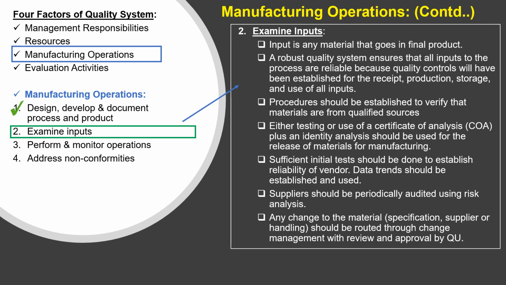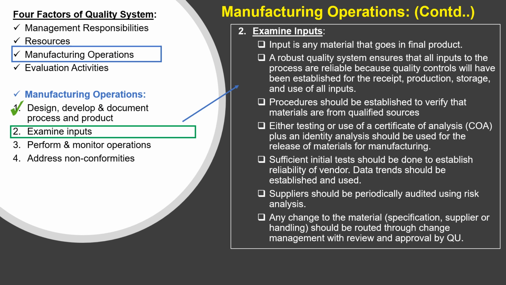The second step, that is examining inputs. Input is any material that goes into the final product. A robust quality system ensures that all inputs to the process are reliable because quality controls have been established for the receipt, production, storage, and use of all the inputs.